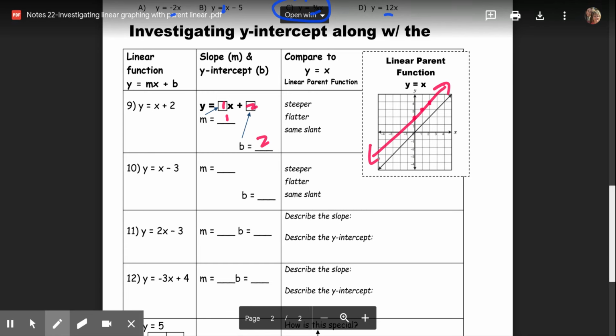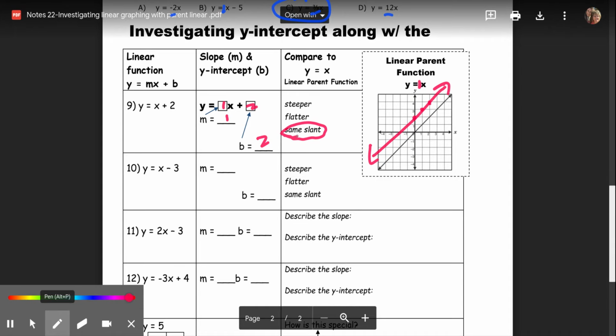All right, so this one, it's not steeper because the slope is the same as the linear parent function. Remember, the slope here is 1. The only thing that happens with this one, it's going to have the same slant. It's just moved up to the y-intercept of 2. Let's look at problem 10.